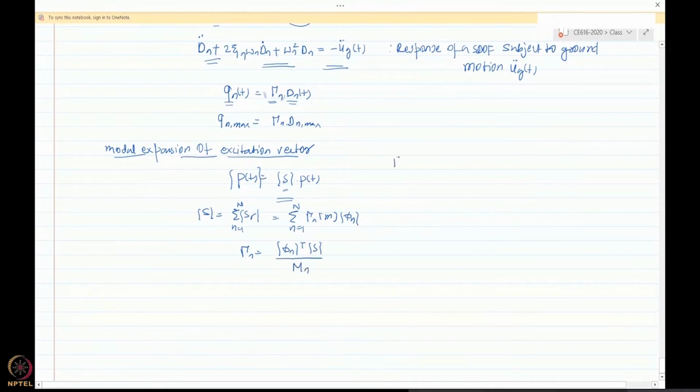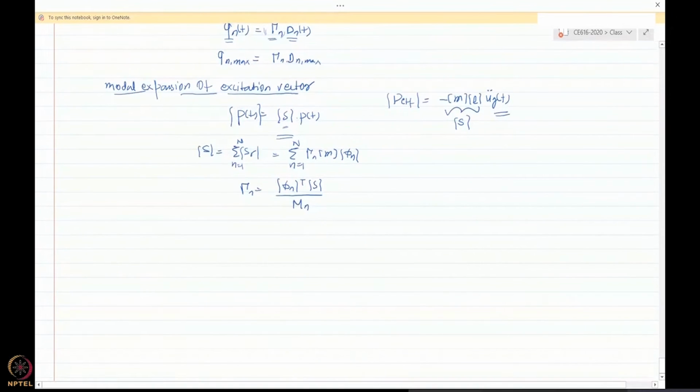Okay, and if you consider seismic force, what is the P effective? P effective is mass times L times ug double dot t. So if you compare, this becomes your S. Okay, the spatial variation. This is your time variation. So basically we can expand it.